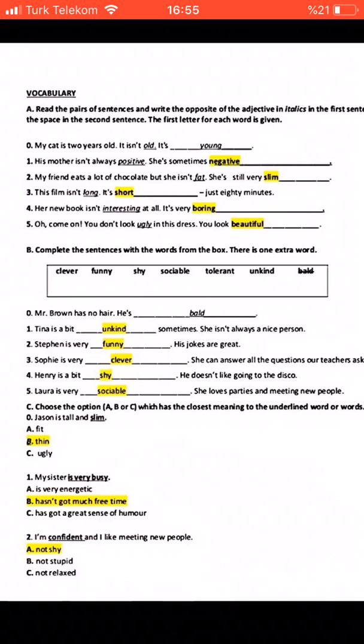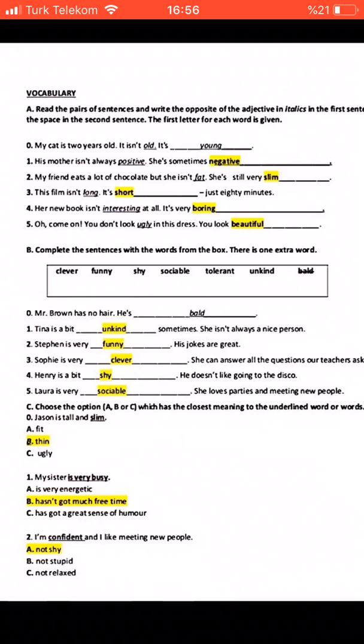Okay, now let's learn the meaning of these words from the box. Şimdi bu kutucuk içerisindeki sıfatların anlamlarını öğrenip yerleştirmeye çalışacağız. We are supposed to fill in the blanks with the right adjectives in the box. There is one extra word. Bir tane de ekstra kelimemiz var.